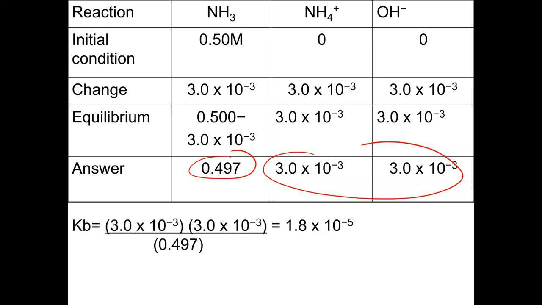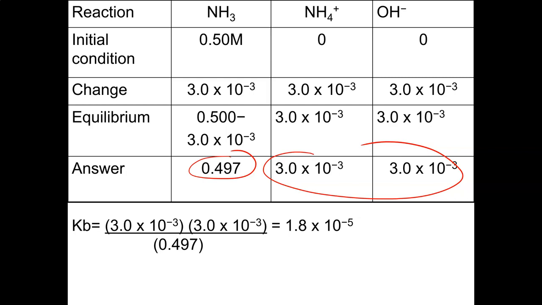Type 1 question, right? So you get 1.8 times 10 to negative 5. And that's it. That's all you got to do. So once they ask you for K, once again, your mind should be like, okay, it's a type 1 question. You're looking for K.